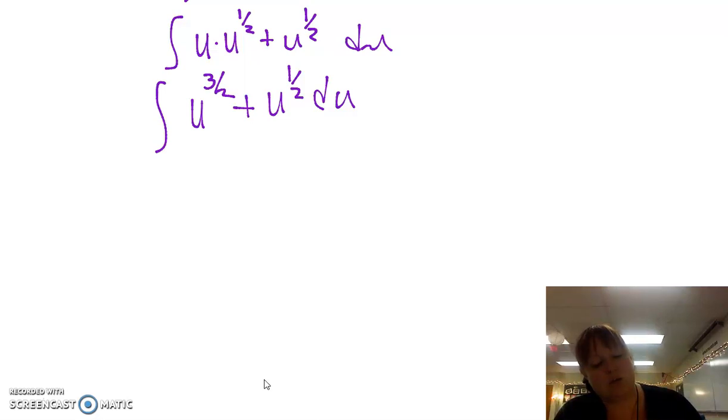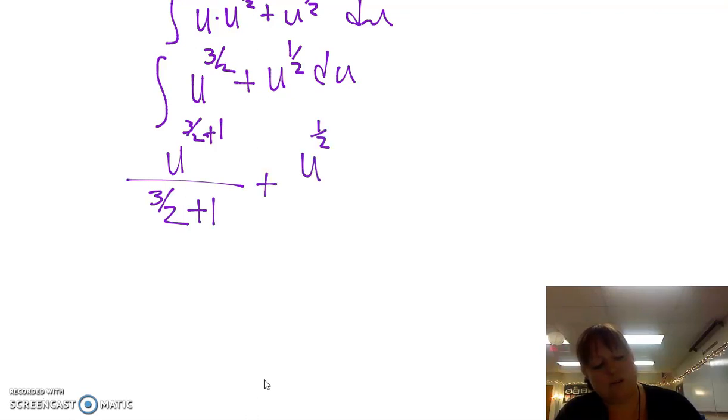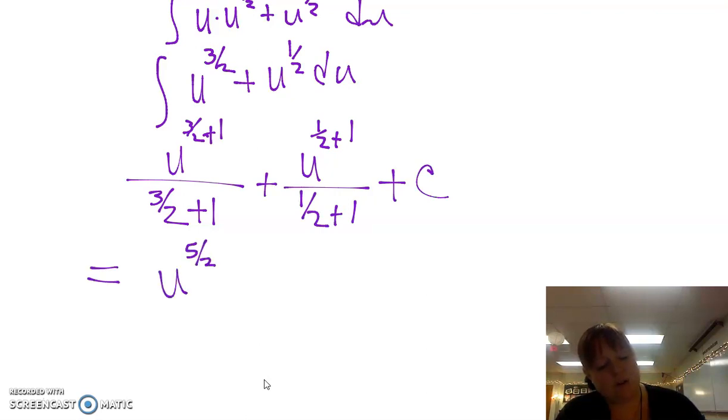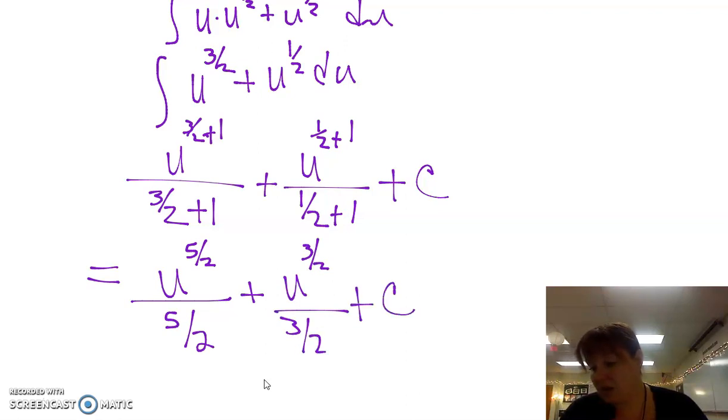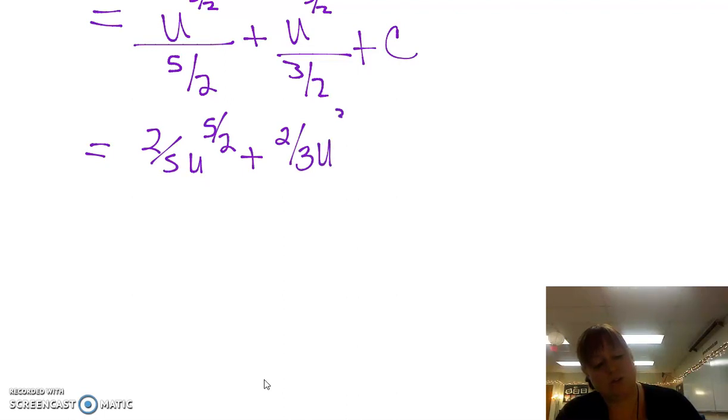So it would be u to the 3/2 plus 1 over 3/2 plus 1, plus u to the 1/2 plus 1 over 1/2 plus 1, plus c. So that equals u to the 5/2 over 5/2 plus u to the 3/2 over 3/2 plus c. And we can rewrite this a little bit nicer and cleaner. So this is actually 2/5 u to the 5/2 plus 2/3 u to the 3/2 plus c.